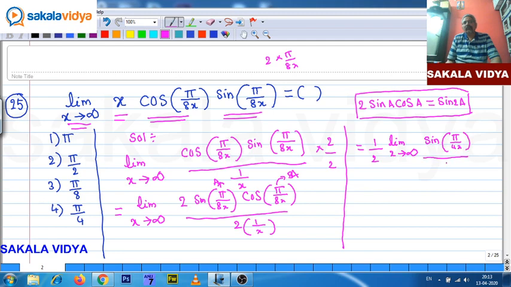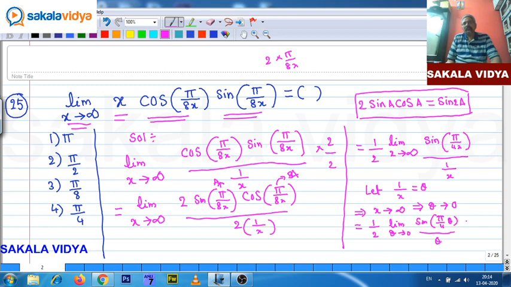upon 1 by x. So, let us say this 1 by x is equal to theta. For example, very interesting factor, as x tends to infinity, the theta tends to 1 by infinity, means 0. So, now this problem we can change like this, limit theta tends to 0 sin of pi by 4 times theta by theta.